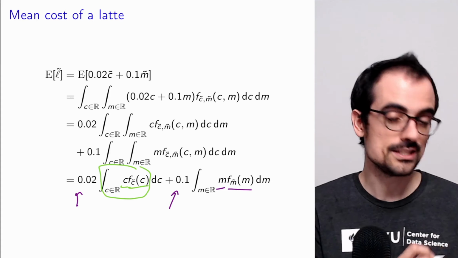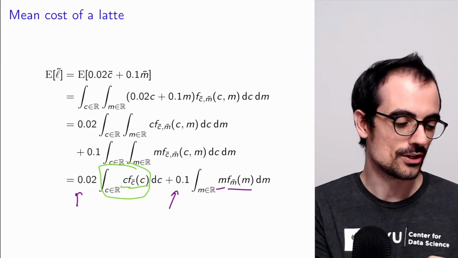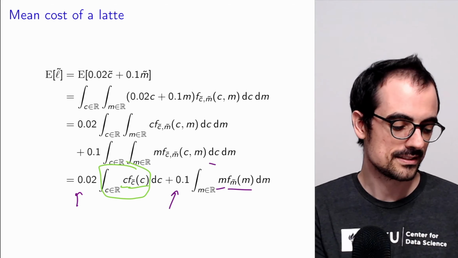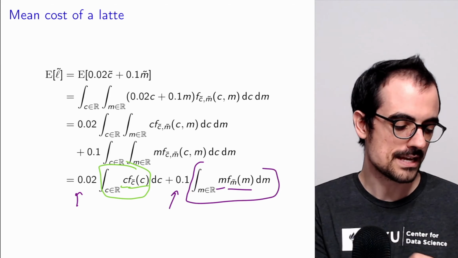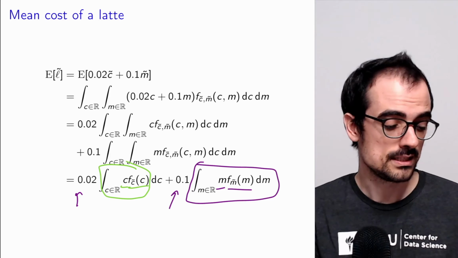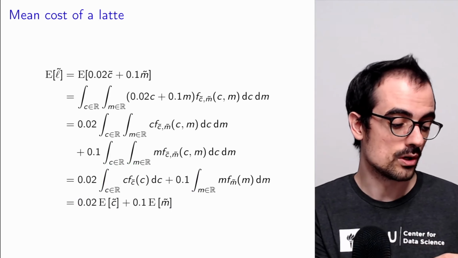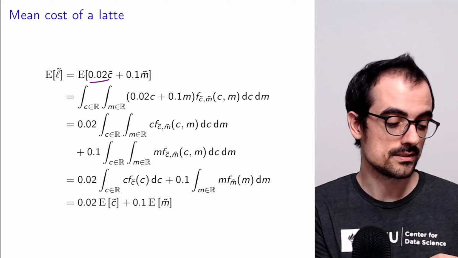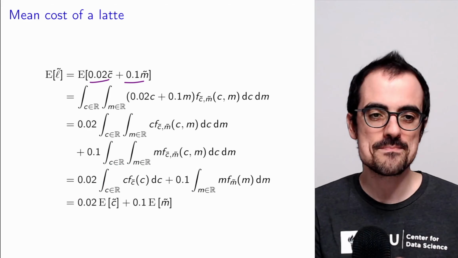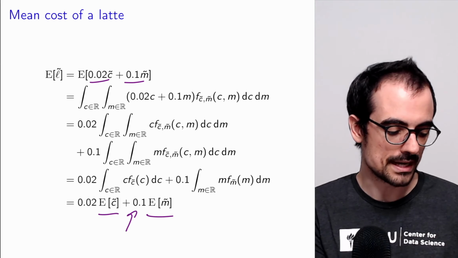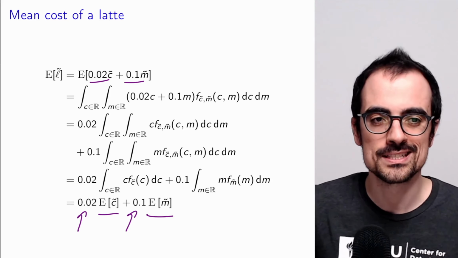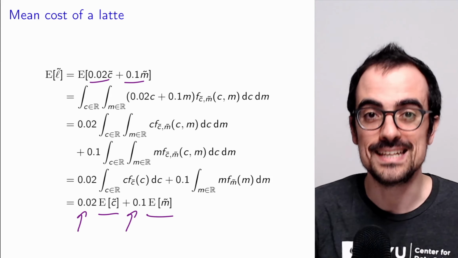By definition, this is just the mean of C. What is this? This is just the mean of M. So we have shown that the mean value of this constant times C plus this constant times M is just equal to the sum of mean values weighted by those constants. In other words, this expectation operator is linear.